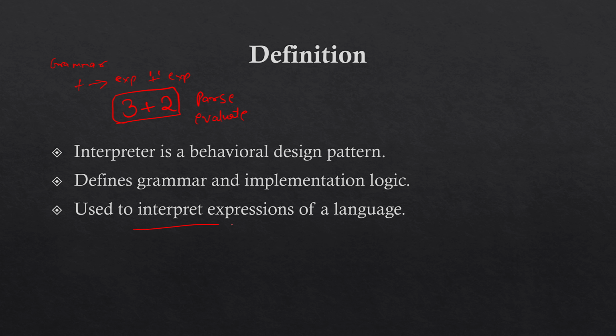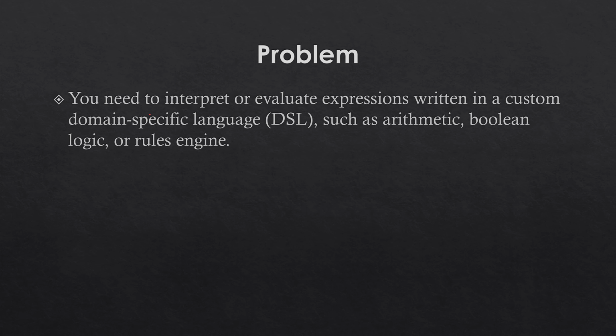So in order to interpret expressions like these inside a language, the interpreter design pattern provides a handy way to solve this particular problem. The problem here is you need to interpret or evaluate expressions written in a custom domain specific language, a DSL, such as arithmetic operations. Like I said, 3 plus 2, or it can be boolean as well, 3 or 2, something like that.